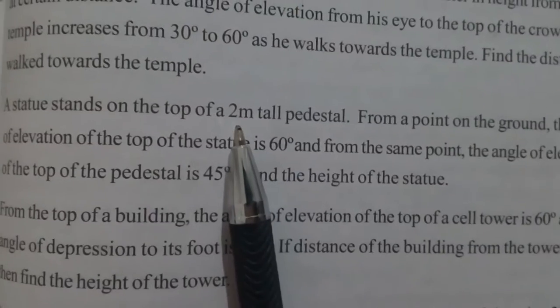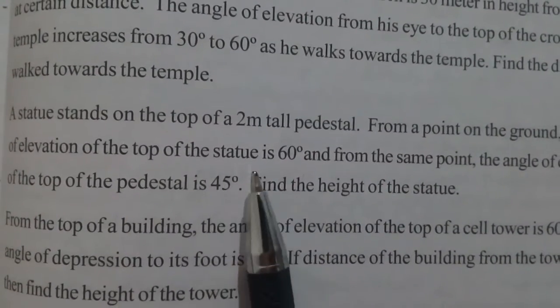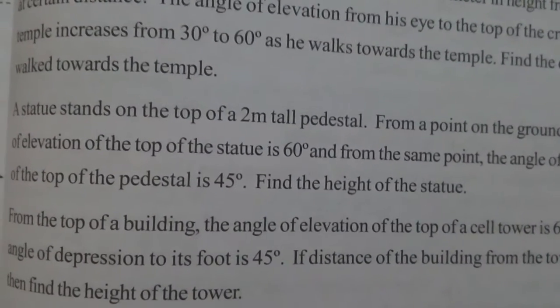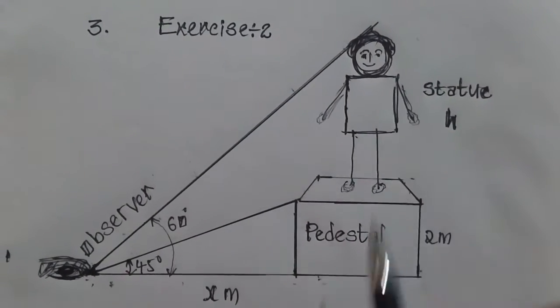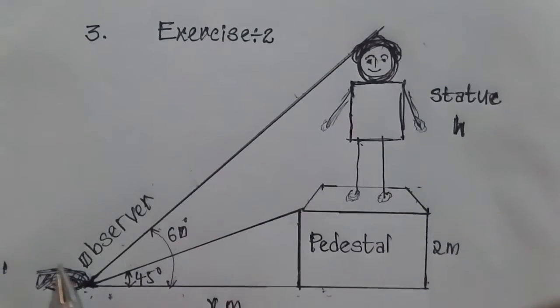Here for us, the height of the pedestal is given as 2 meters, and the angles of elevation 45 degrees and 60 degrees are given. We should find the height of the statue. Look at the figure. Sorry, I am not an artist, I am a math teacher. Don't laugh at this figure.